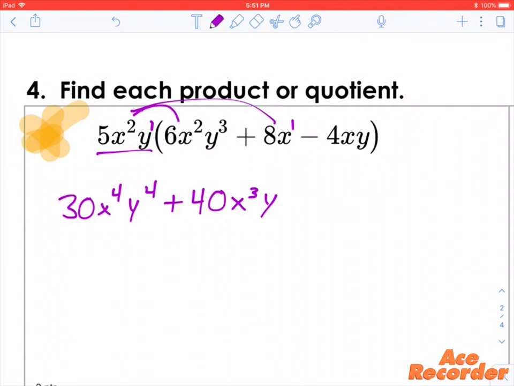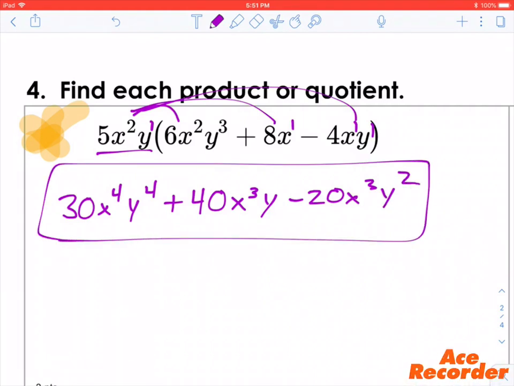Okay. And then the last one, 5 times negative 4 is negative 20. X to the 2 plus 1 is 3. Y to the 1 plus 1 is y squared. And there's my final answer. There's no like terms there, so don't worry about combining those together.